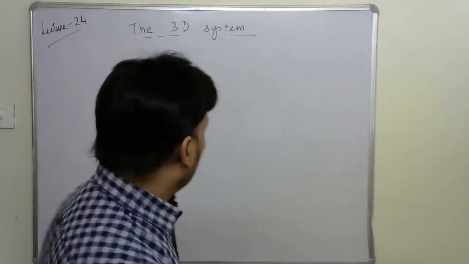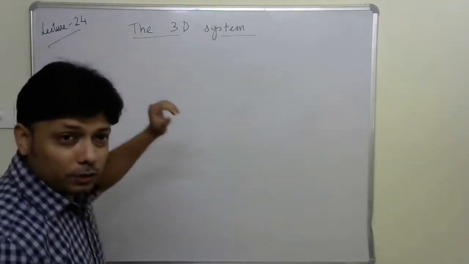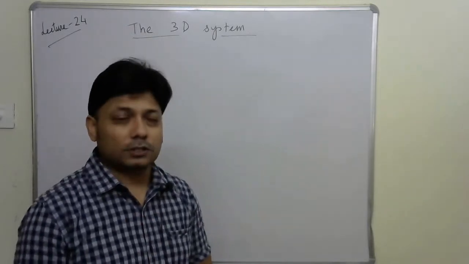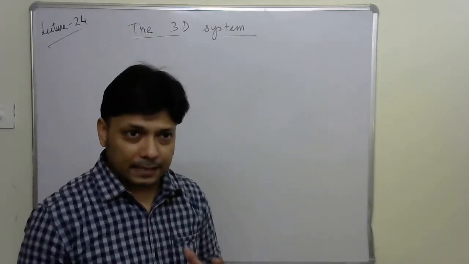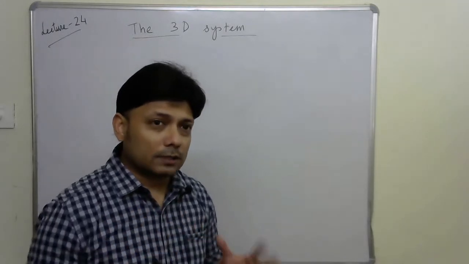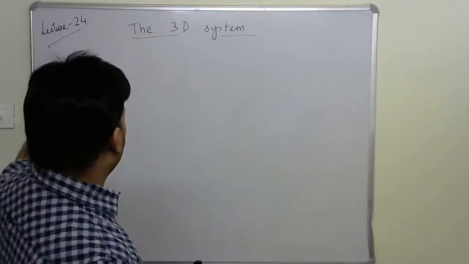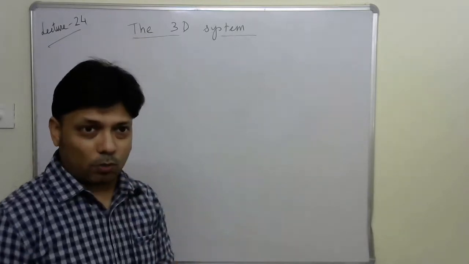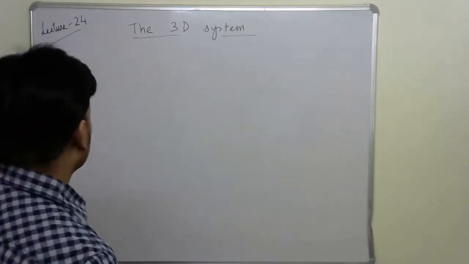So today we are into our lecture number 24 and we are going to start our new chapter. This is chapter number 6 in our syllabus. The sixth chapter deals with the three-dimensional system. Of course, it's a quantum mechanical three-dimensional system.